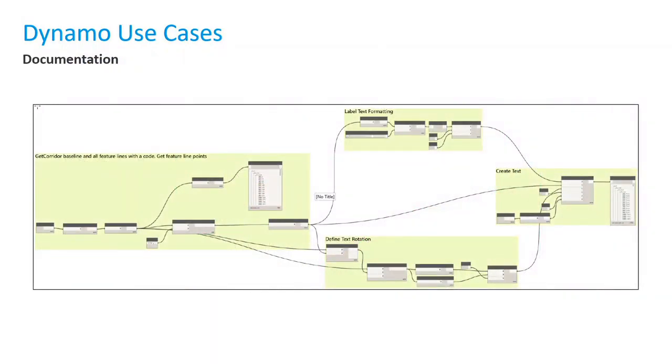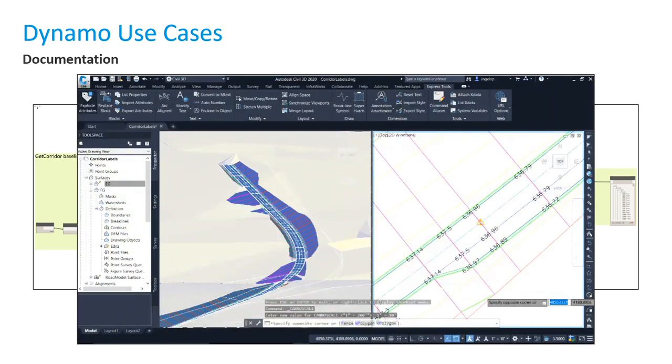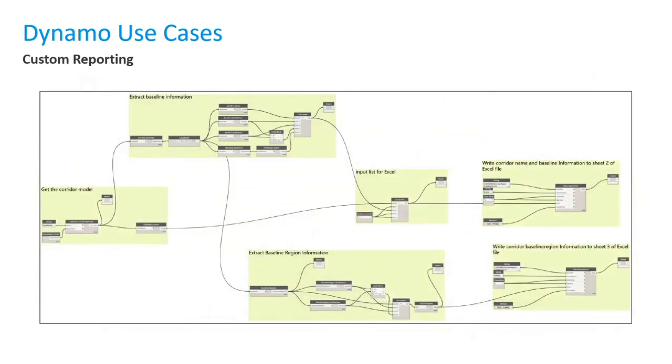Other uses is documentation. So we create a simple script like this, and then we have documentation like the one we've seen, the labels and other stuff as well. Custom reporting. Sometimes we have created a corridor, but we want a certain report to share with the client or a certain report to share with the quantification team or the estimation team.